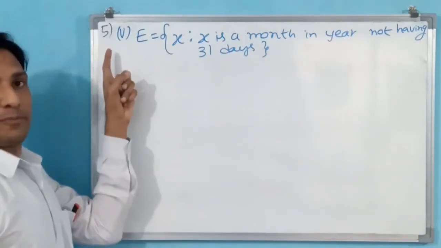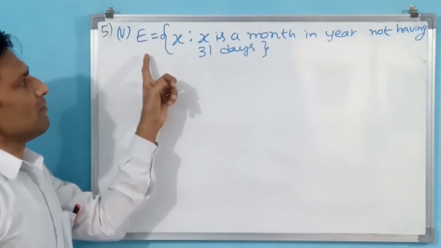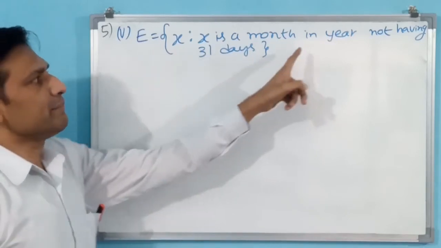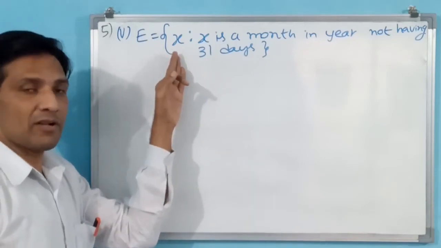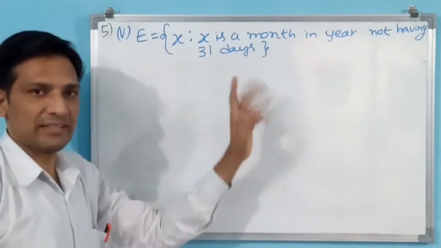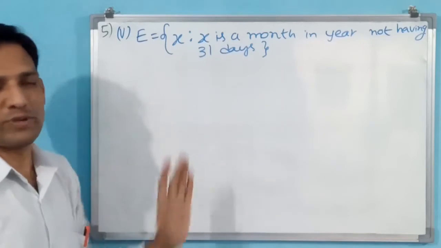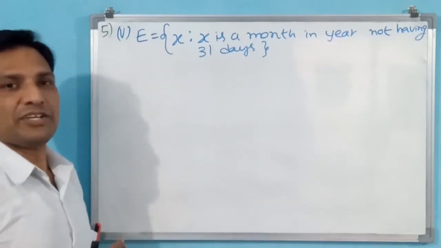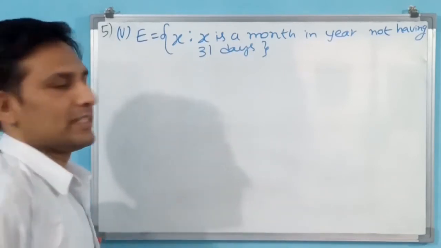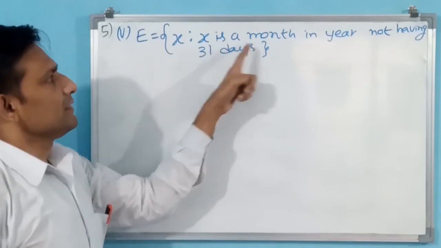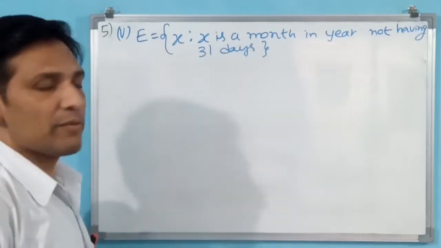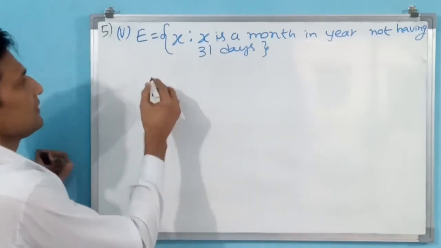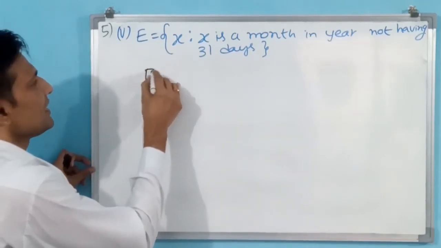Let us see the fifth part of the fifth question. For all values of x, x is a month in a year not having 31 days. See, you have to write for all values of x, but no values are given. Months you have to write, okay? But this is a statement, we have to follow that. X is a month in a year not having 31 days. That means what are all the months that don't have 31 days? Those you have to list out in roster form.